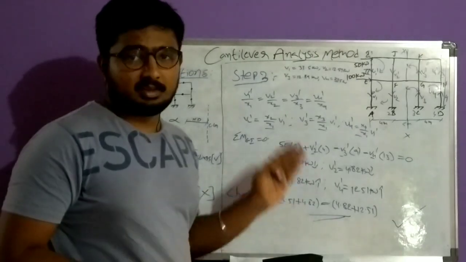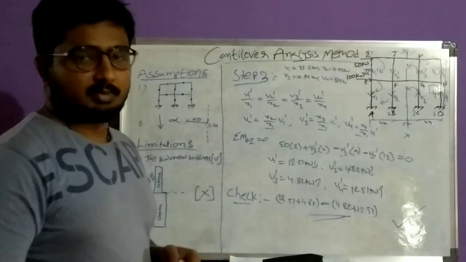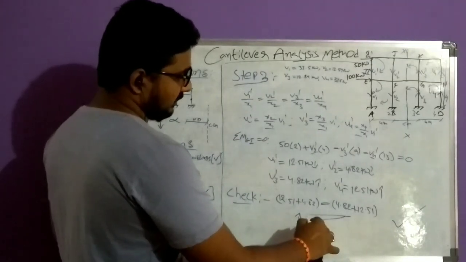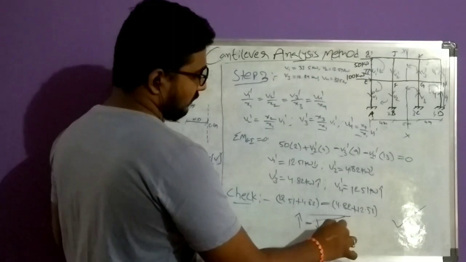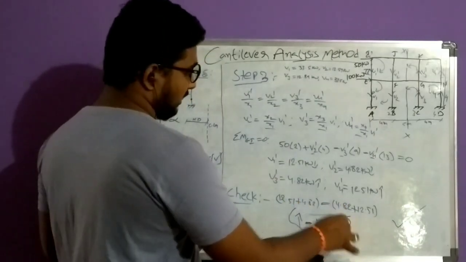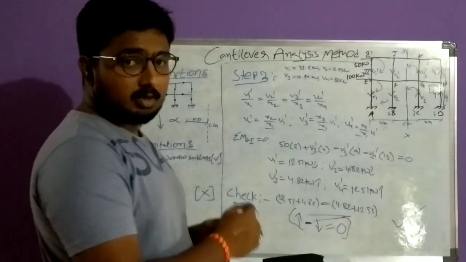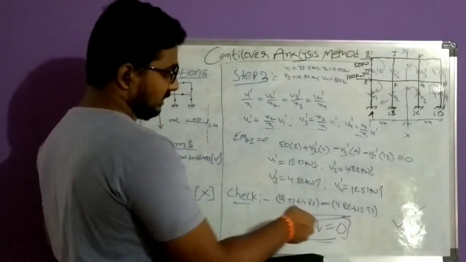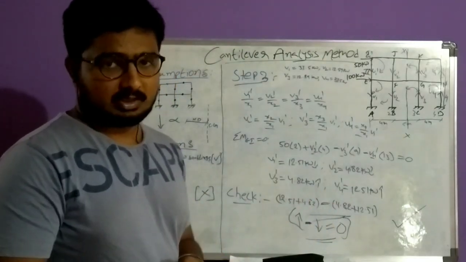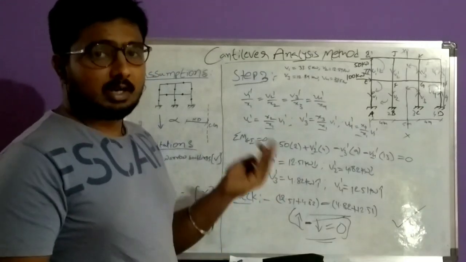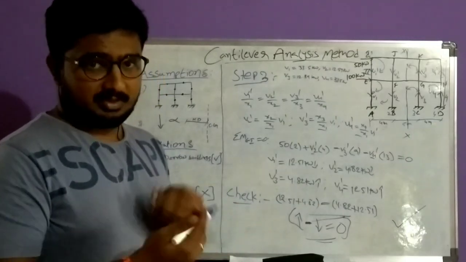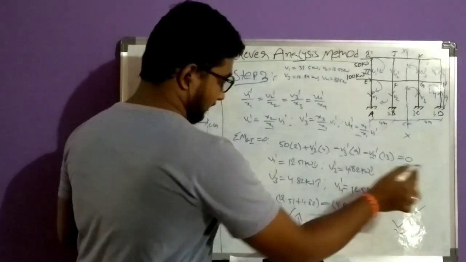You have to apply this check in step 2 also. You will get the same result. Or, the sum of the upward forces minus the sum of the downward forces equals 0, meaning we consider upward force positive and downward force negative. That's why the minus sign will come. The sum of all the forces will be 0. This is the same check. Let's say upward direction is positive and downward direction negative; the sum of the forces should be 0. That is the check here.